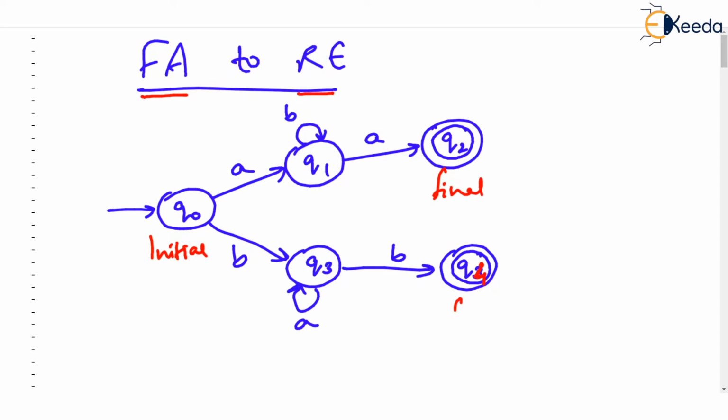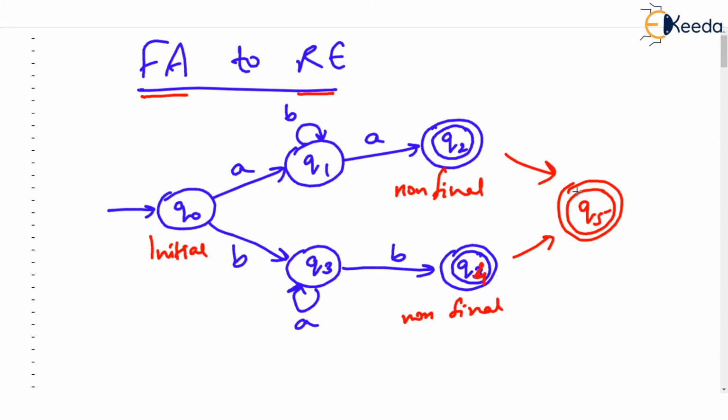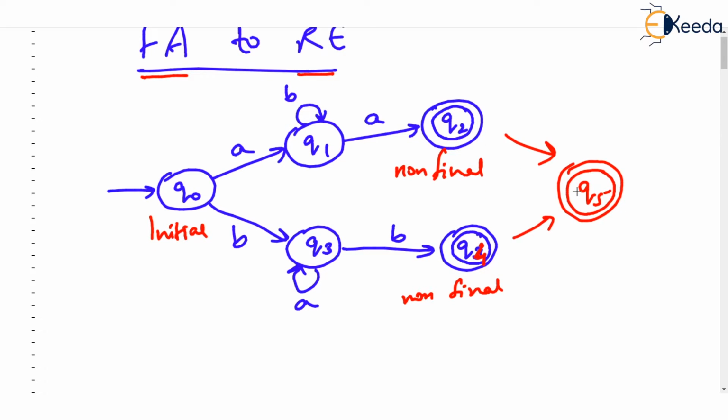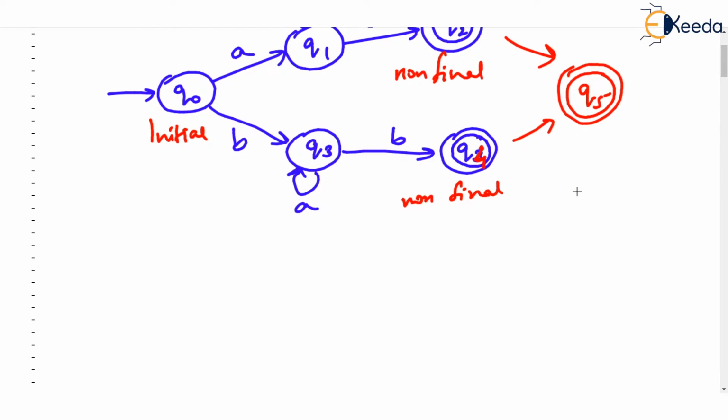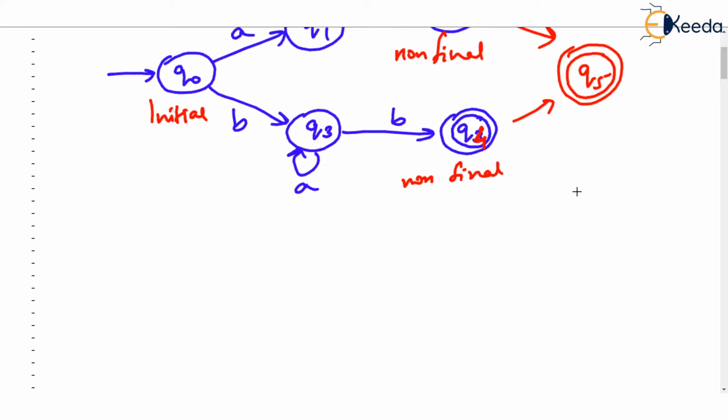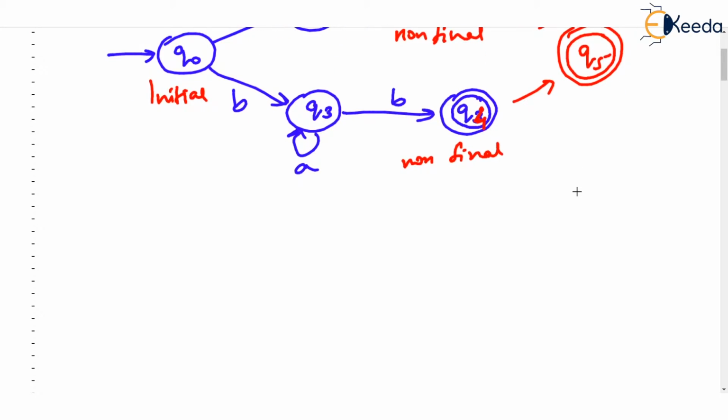So I hope you recall that if there are multiple final states, then we will make these final states non-final states, and we will add one more new state, let's say Q5, which will become the new final state, and we will add epsilon transitions from the original final states to the new final state. So the new FA that we will have would be as follows.